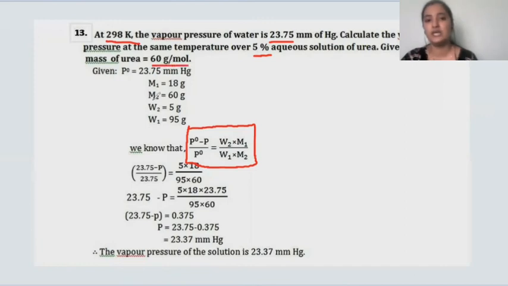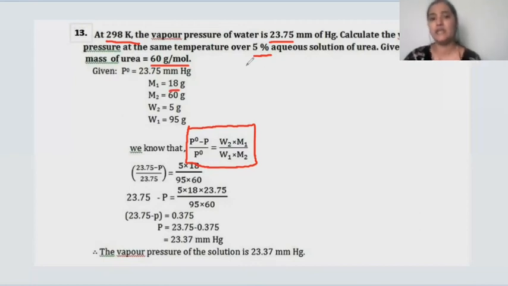It is found to be 60 gram per mole. Let us see the given data here. They have provided you with the P naught, the vapor pressure of pure water, which is found to be 23.75 millimeters of mercury, and they also provided you with the molar mass of the solvent. Here water is acting as the solvent. The molar mass of water is found to be 18 gram per mole.